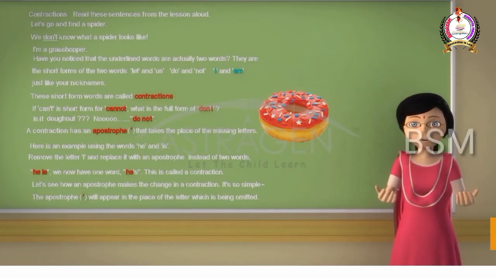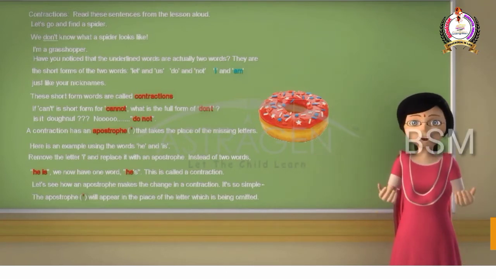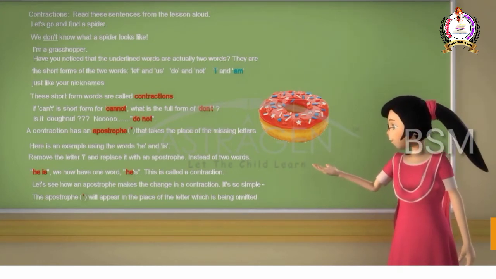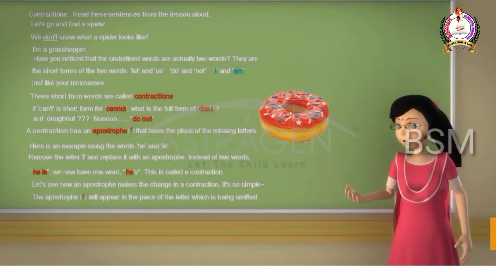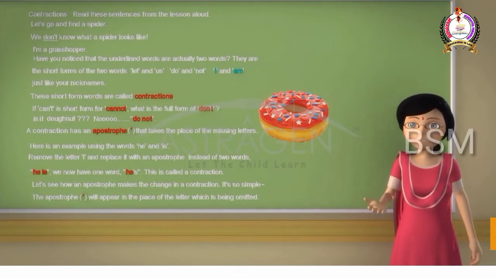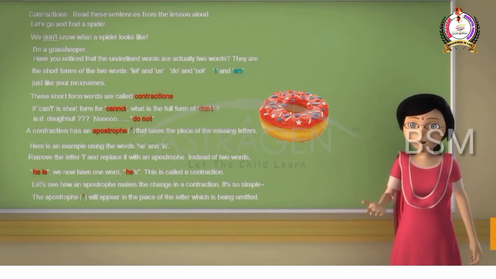A contraction has an apostrophe that takes the place of the missing letters. Here is an example using the words he and is. Remove the letter i and replace it with an apostrophe. Instead of two words, he is, we now have one word, he's. This is called a contraction. Let's see how an apostrophe makes the change in a contraction. It's so simple. The apostrophe will appear in the place of the letter which is being omitted.